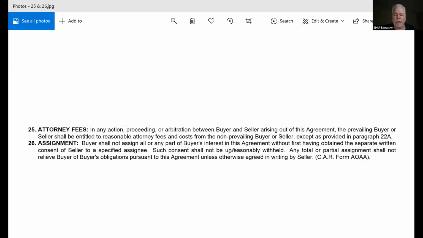So again, remember my language right here: unreasonably withheld. Reasonable. Your takeaway on this paragraph is the reasonable man standard, and that's just a term of law. Whatever reasonable is, I might have a real hard time with what somebody else says is reasonable. Any total or partial assignment shall not relieve the buyer of buyer's obligations pursuant to this agreement, unless otherwise agreed in writing by the seller. So in other words, I can do a partial or even a full assignment, but the buyer is still responsible unless you have something in writing that says the buyer is no longer responsible.